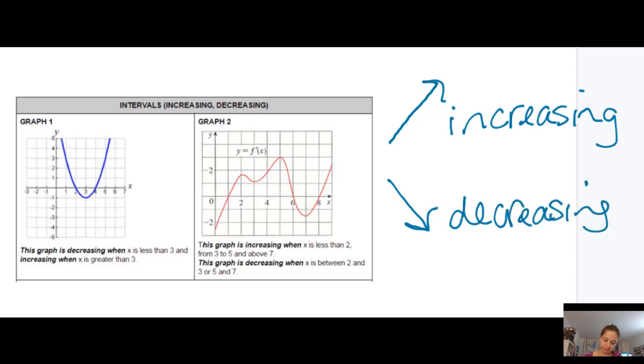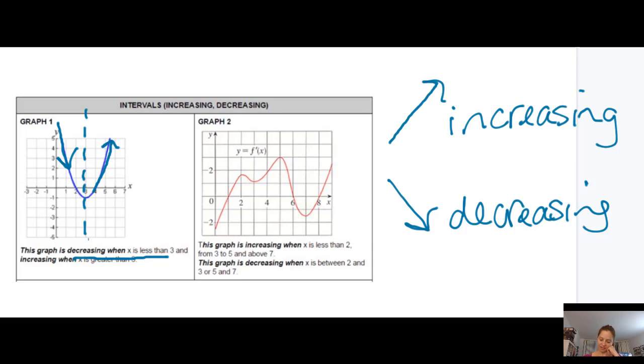Now in graph number 1, the graph starts, as you're reading it like a book from left to right, by decreasing. So the graph is decreasing when x is less than 3. And x being 3 is this line. So up until you hit that line, the graph is decreasing, and then the graph starts increasing.